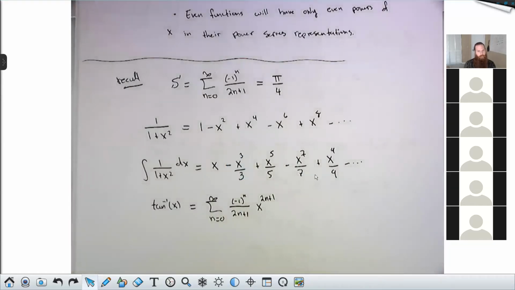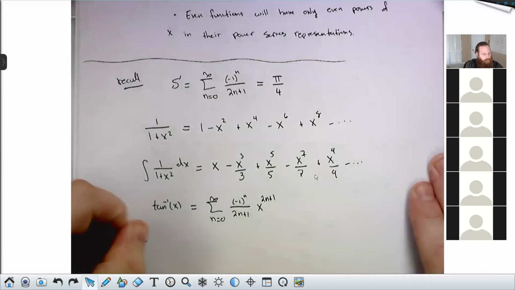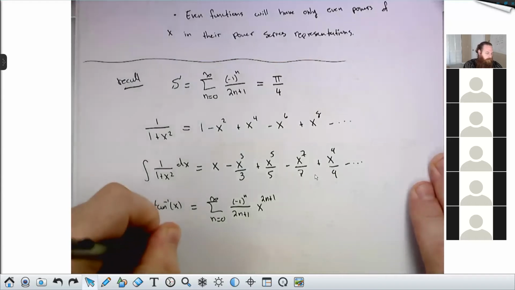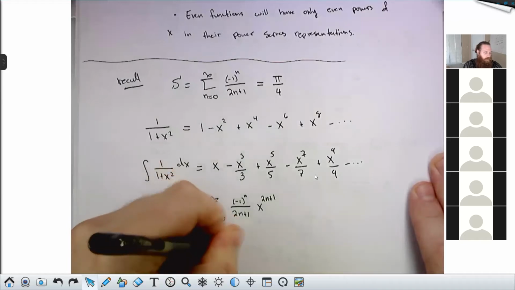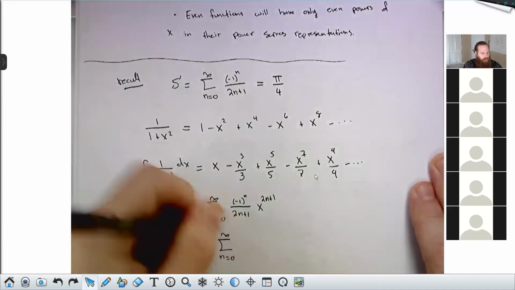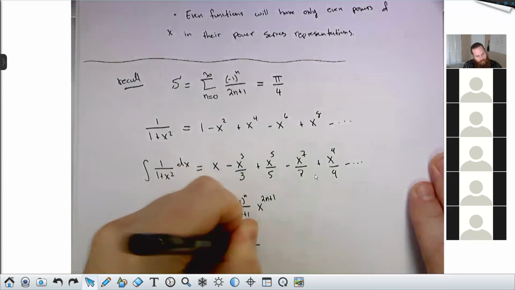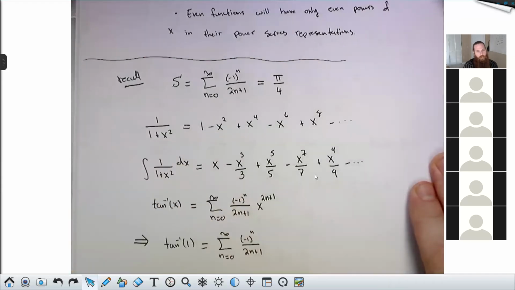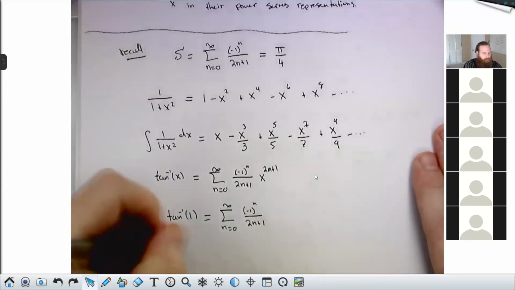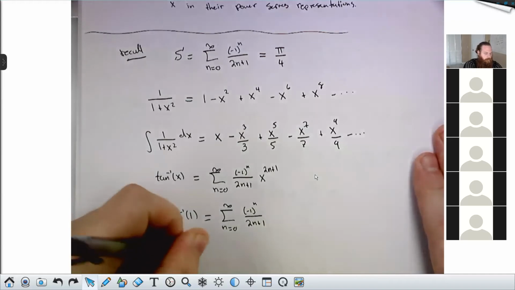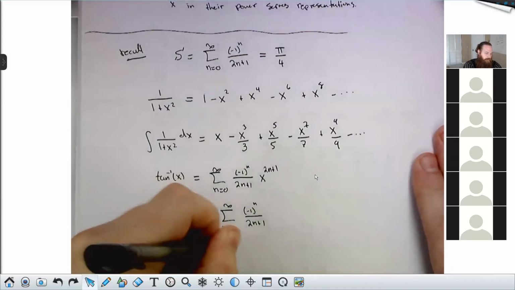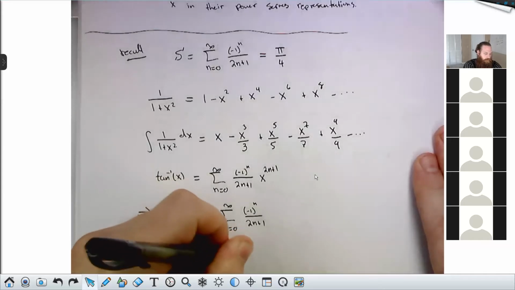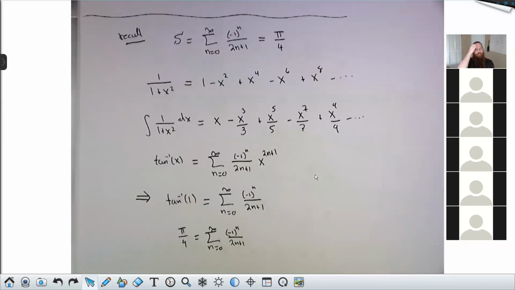This works, which means that the inverse tangent of 1 is what you get by plugging x equals 1 in over here. But the inverse tangent of 1, that's pi over 4. Pretty cool stuff, right? So that's our tasty morsel for the day.